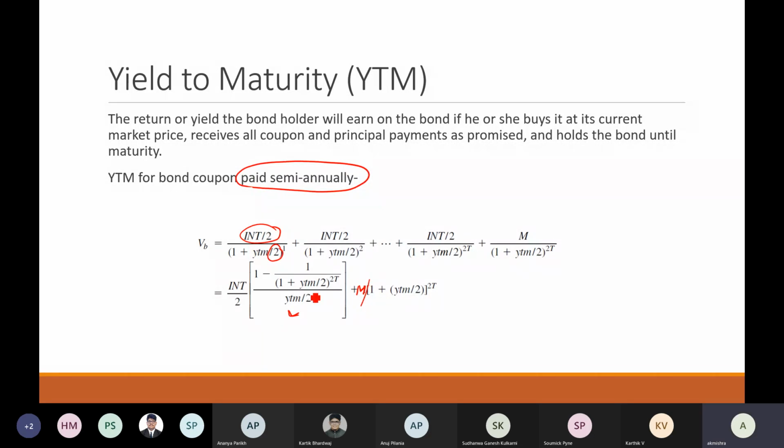So this is basically the present value of the interest income, interest payment, or coupon payment that the investor will enjoy over the period of time. And this part is the present value of your maturity amount.